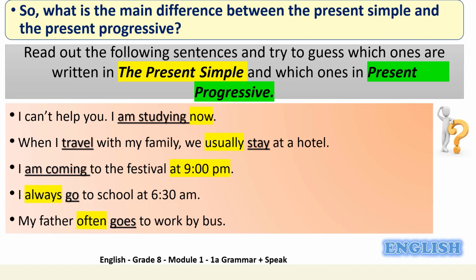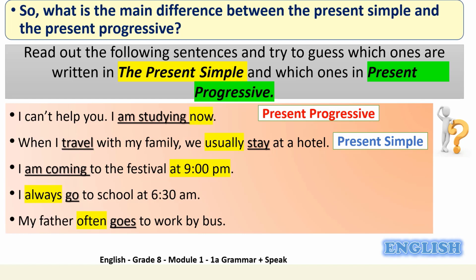Great. The first one, I can't help you. I'm studying now. So this guy is doing this action right now, which is excellent, present progressive. 2. When I travel with my family, we usually stay at a hotel. This is kind of a habit, so it's present simple. Excellent. I am coming to the festival at 9 p.m. He's going to do this as a future arrangement. So it's not a habit, and it's not a fact, it's not a state, so it's present progressive.